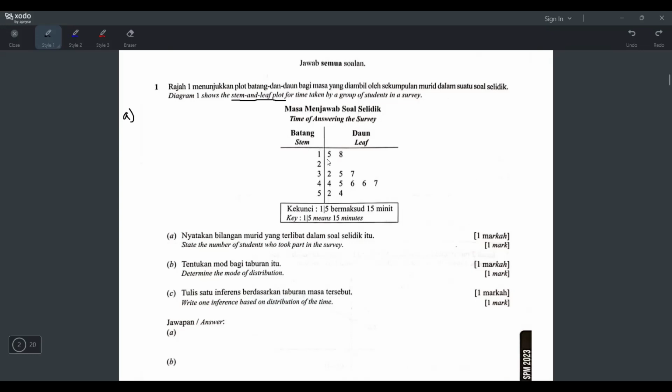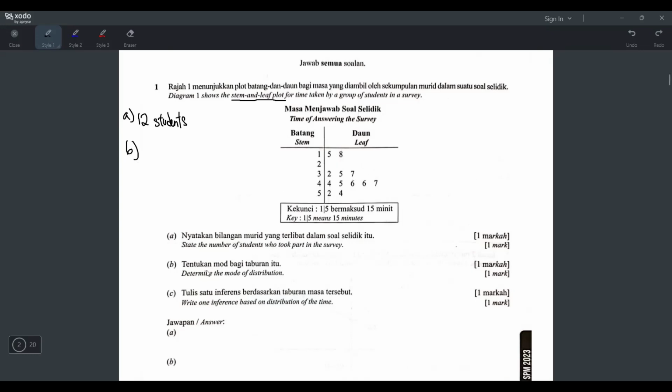Okay, so you just count how many leaf. So just count. So 1, 2, 3, 4, 5, 6, 7, 8, 9, 10, 11, 12. So that means you have 12 students, right? And all the 12 students have different time. Okay, so ada student yang ambil 15 minit, ada yang 18, ada yang 32, and so on lah. So leaf represents the bilangan, berapa orang, berapa data.